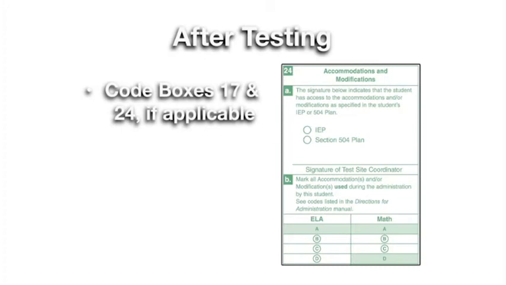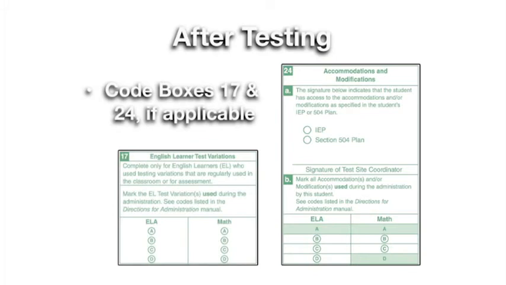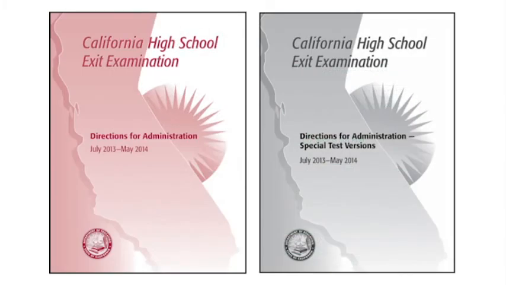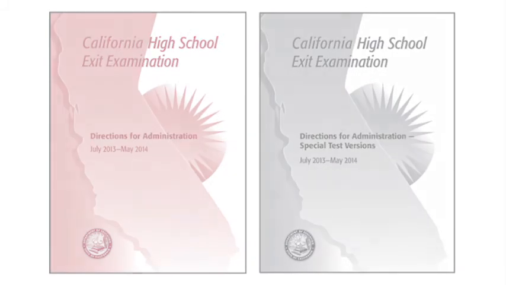English learner variations are coded in Box 17 of the answer document and must be completed after testing. Box 24A requires the signature of you or a designated person to show that the accommodations or modifications in the student's IEP or 504 plan were offered to the student. Find the meaning of the codes in the LEA and Test Site Coordinator Manual or the DFA.